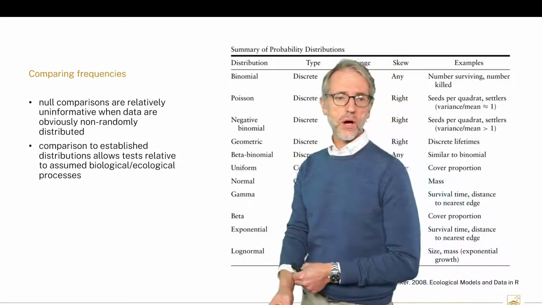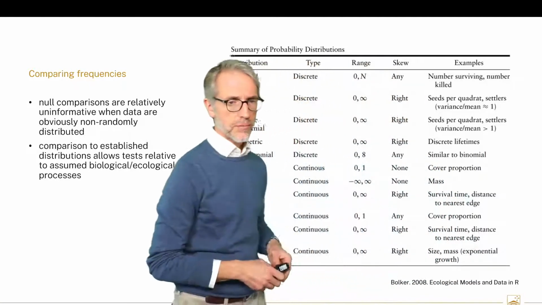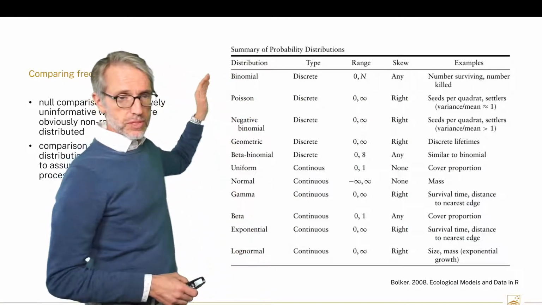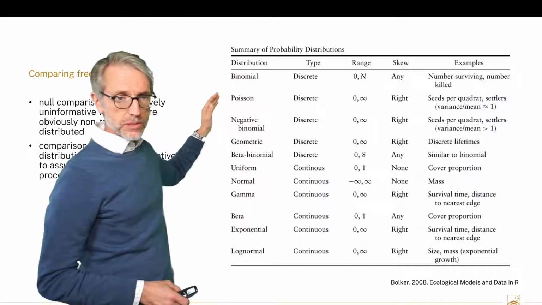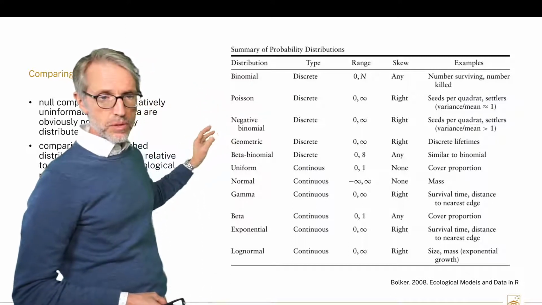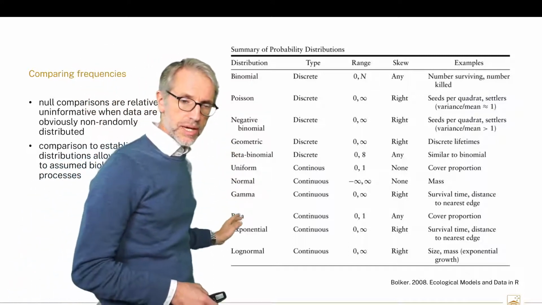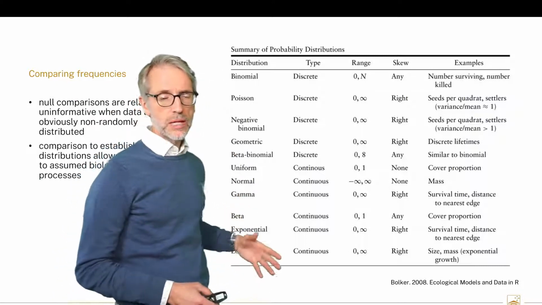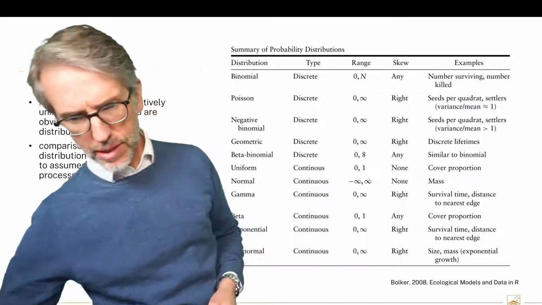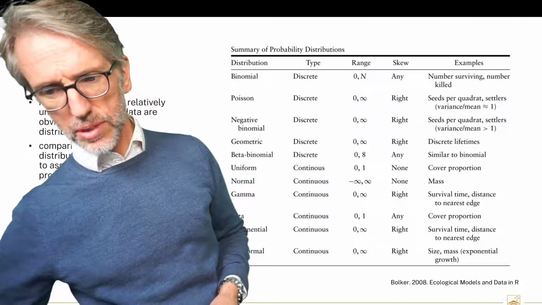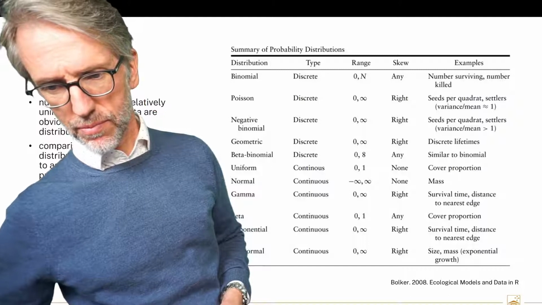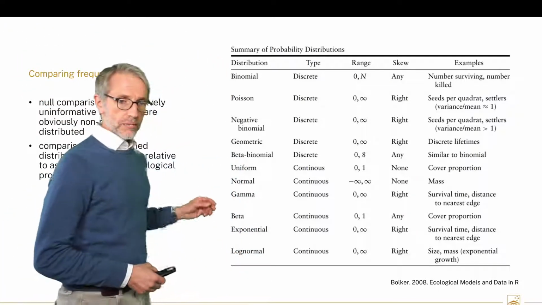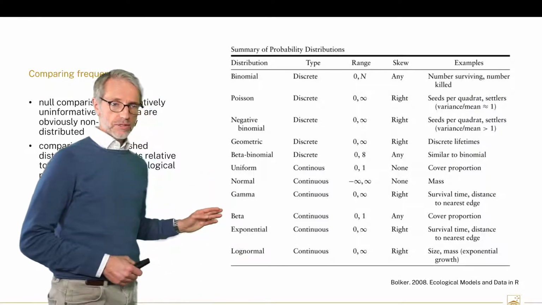Now, we're not going to go through these in any great detail, but be mindful that these distributions, binomial, Poisson, negative binomial, and these later down the bottom here, especially the gamma distribution and the log normal, are very valuable in comparing our data distributions.